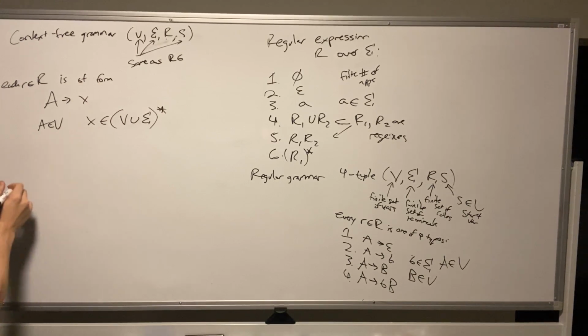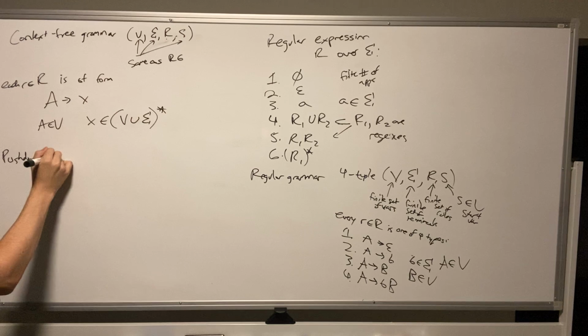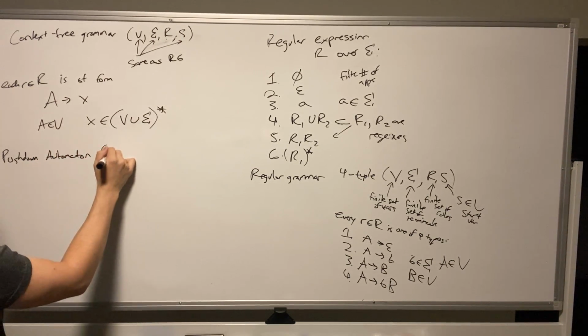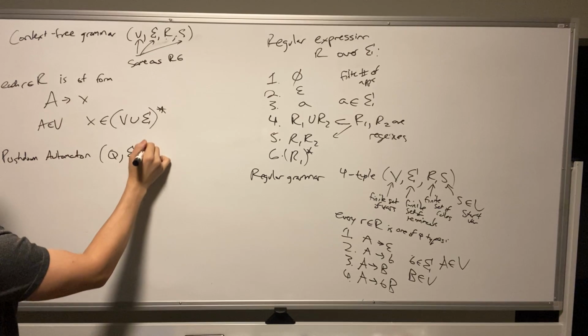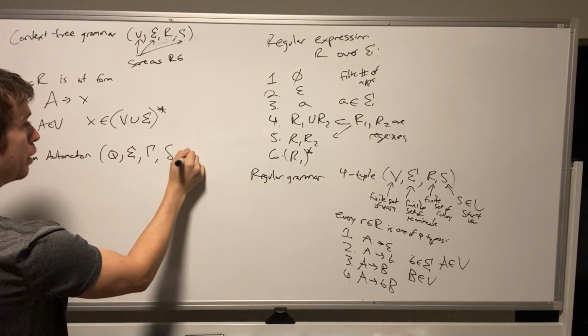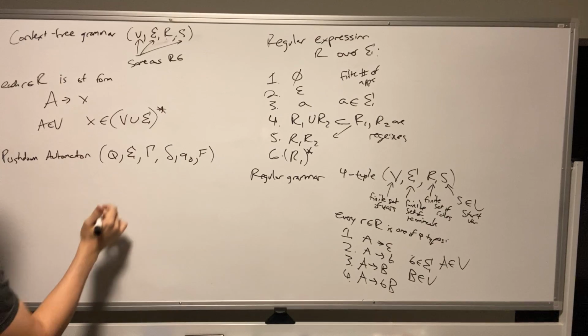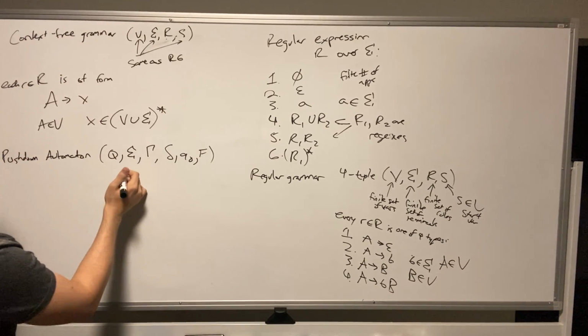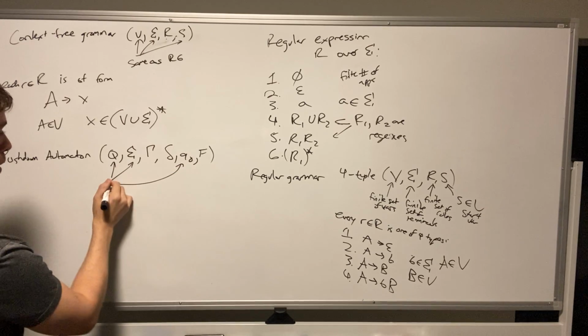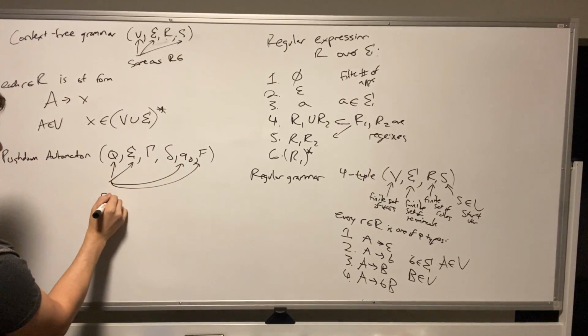So a pushdown automaton is a 6-tuple, so Q, sigma, gamma, what are they? Delta, Q0, F. So my arms are hurt. So these 4 are the same as an NFA.